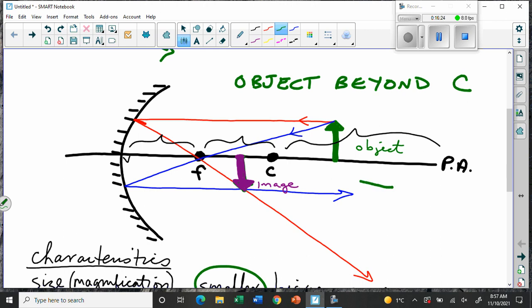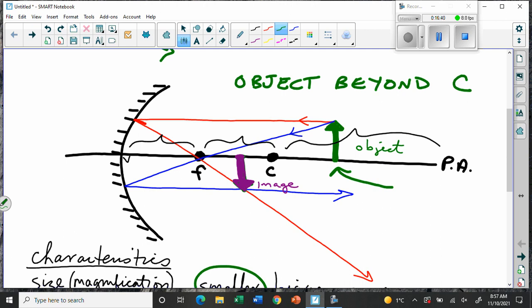That's where the object was. See here, it's out past C, our object. And these are the characteristics that go with what happens when you draw an object out beyond C. So now we're going to keep moving our object closer to the mirror and see what happens.